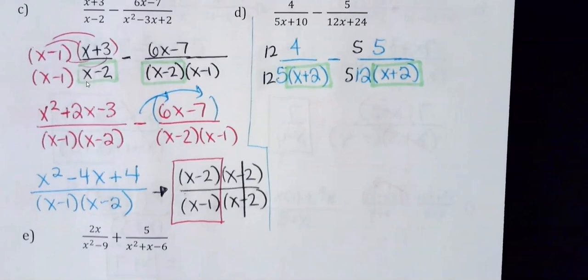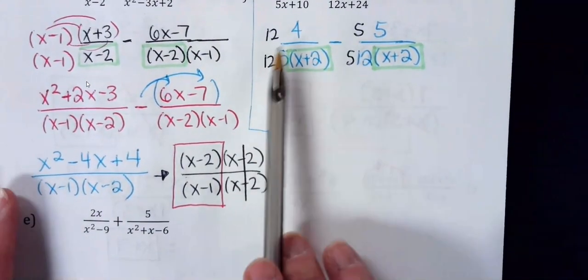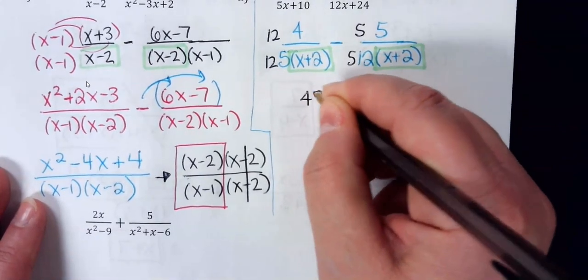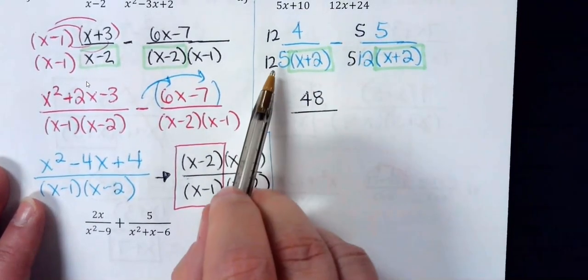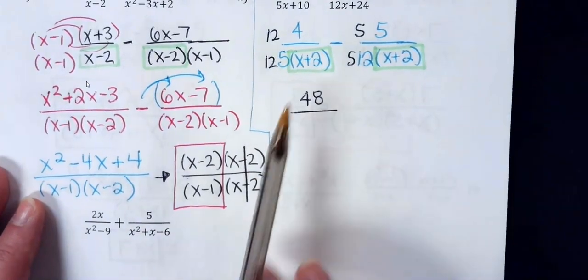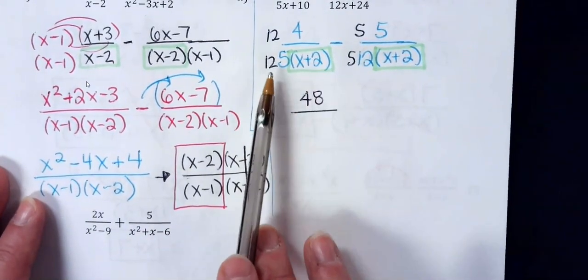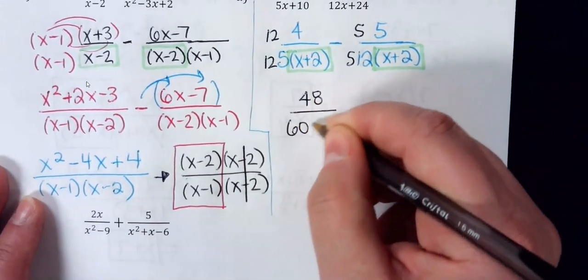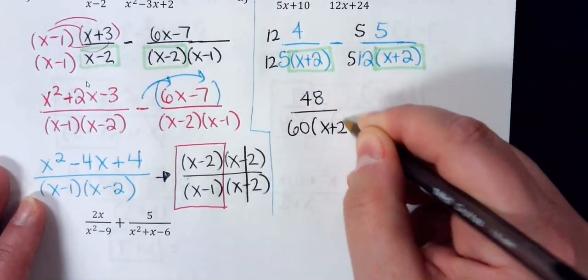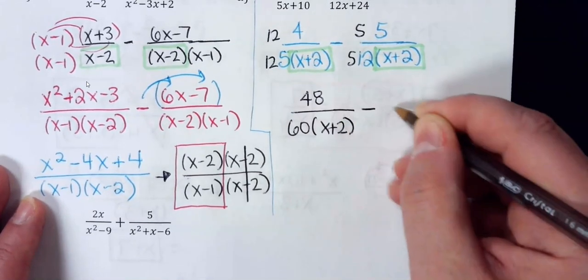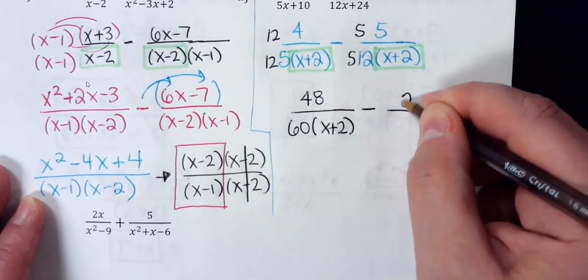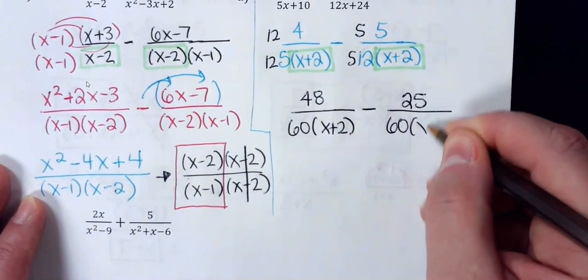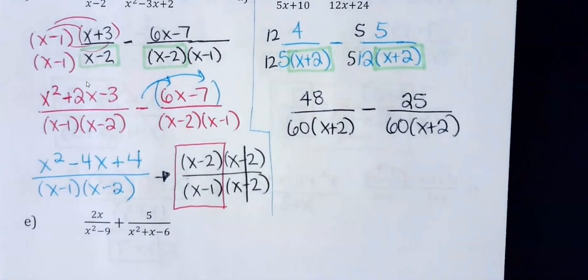Now, here's what I'm going to have you guys do. If you have to just multiply by a number, like the top of this, just 12 times 4 is 48. Now, on the bottom, I'm going to do 12 times 5, but I'm not going to distribute that. I'm going to leave the bottom in factored form, but I am going to multiply 12 times 5. So 12 times 5 is 60. And then we'd have the x plus 2. Now, the other fraction, just on the top, 5 times 5 is 25. And I'm going to do the same thing here. 5 times 12 would be 60. And then we have the x plus 2. So I've got my common denominator there.